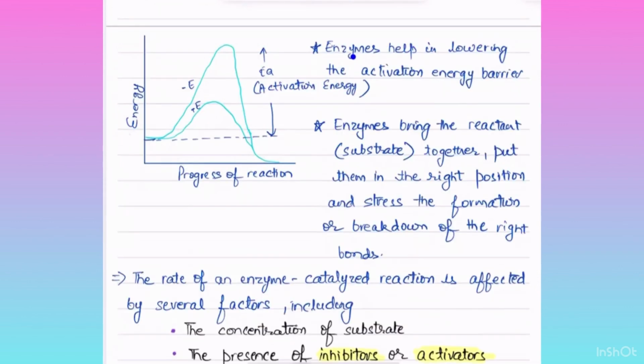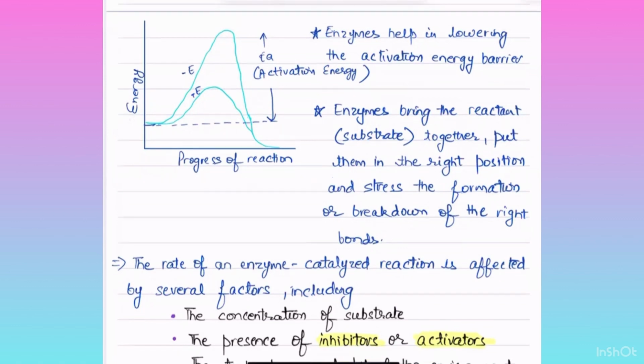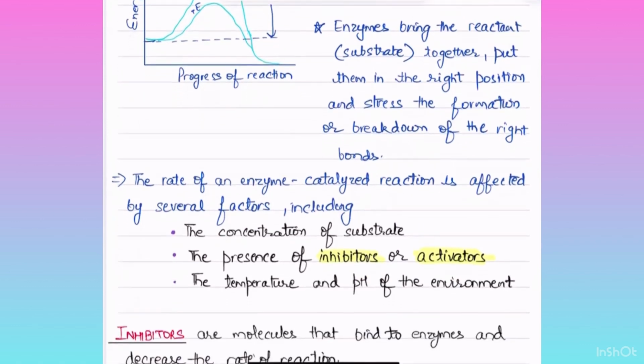So what exactly do enzymes do? They help in lowering the activation energy barrier. Assume that this is the substrate and it has to travel this long so that it can convert into product. This is in the absence of enzyme. Now in the presence of enzyme, enzymes will help in lowering this activation energy barrier by taking a shortcut. Enzymes bring the reactants, that is substrates, together, put them in the right position and stress the formation or breakdown of the right bonds. That's how they convert substrate to product in less time.